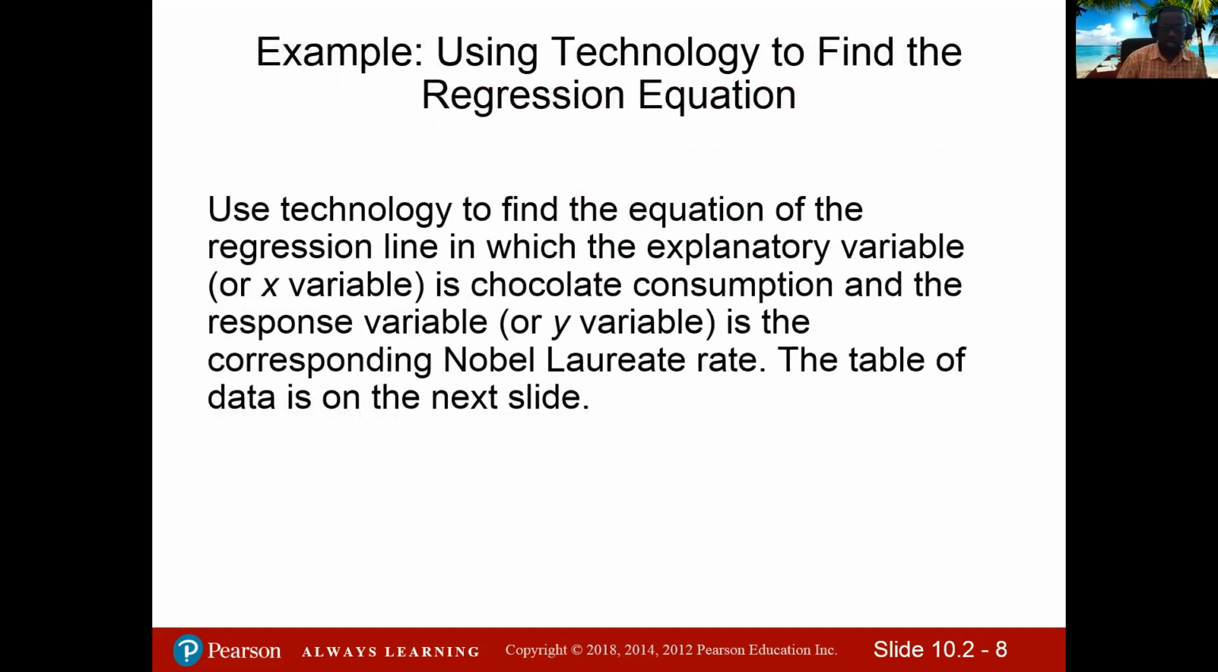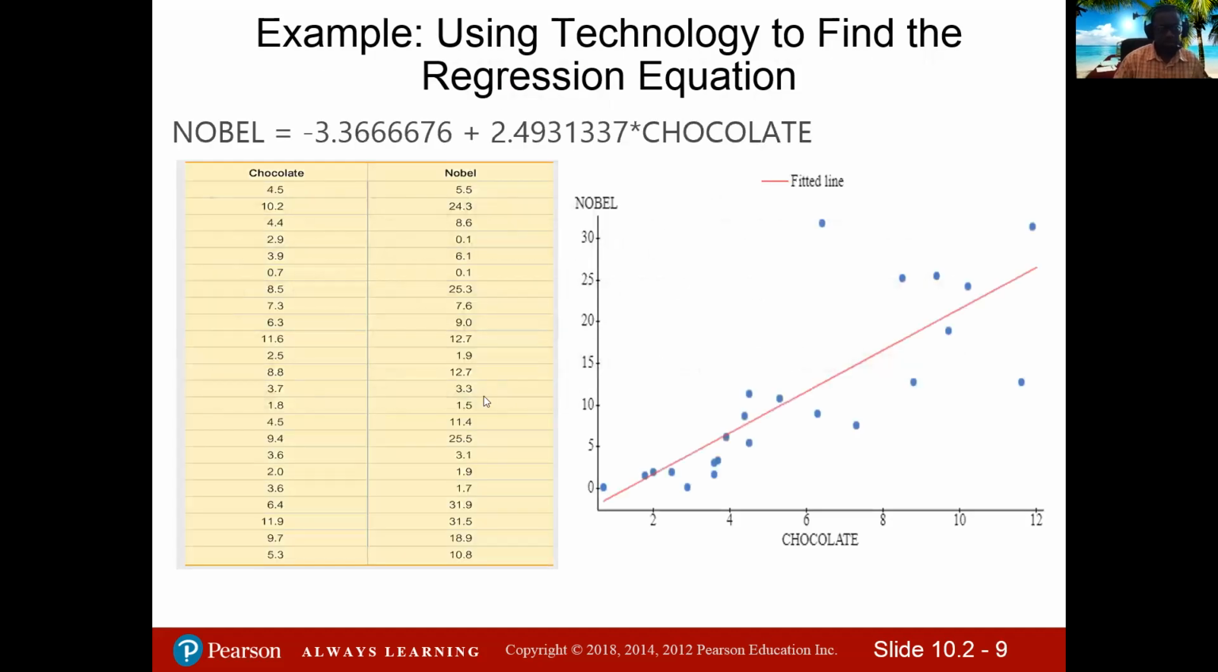So we're going to use technology to find a regression line. StatCrunch will give us that. We want to consider data corresponding to the Nobel Prize rates. The table data is on the next slide. So how do we use technology to get this? I'm going to go to StatCrunch and show you how we got this.